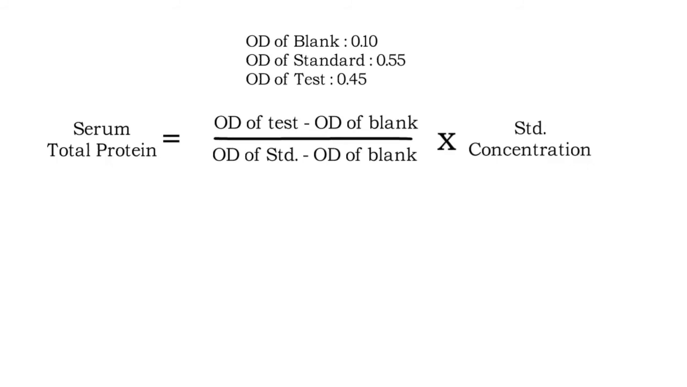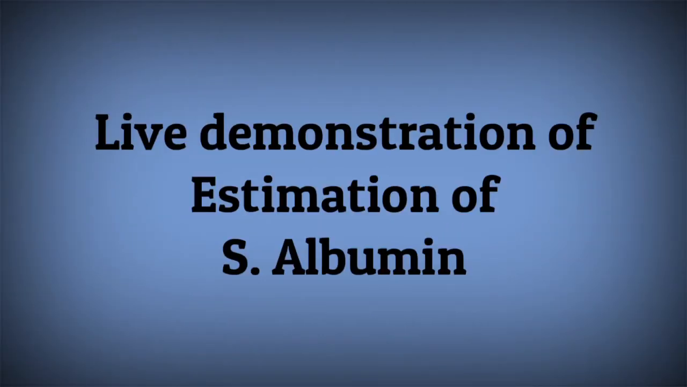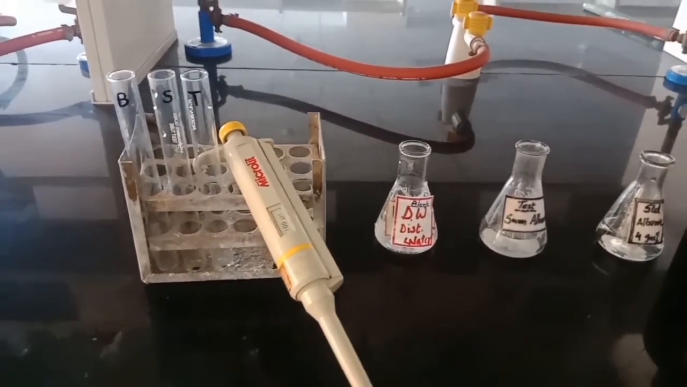0.45. Now put these values in formula, which is OD of test minus OD of blank upon OD of standard minus OD of blank into standard concentration. So after calculation, our result is serum total protein is 4.66 gram per deciliter. Now we'll see the live demonstration of serum albumin estimation with Bromo-Cresol green method.